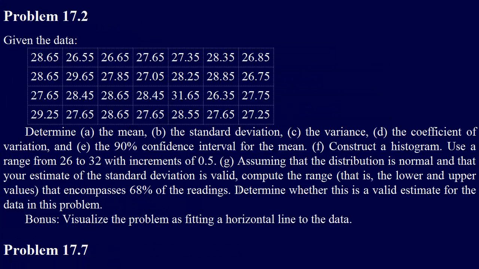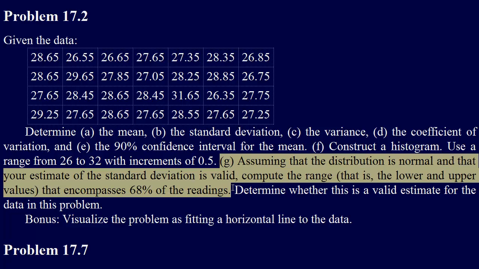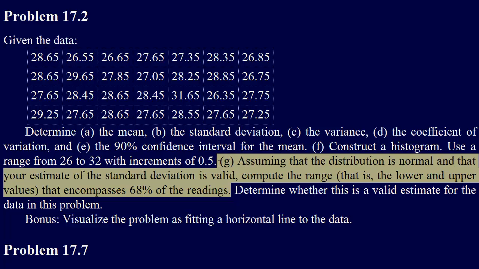Then in part G, it says, assuming that the distribution is normal and that your estimate of the standard deviation is valid, compute the range of values that encompasses 68% of the readings. Well, the first thing we have to realize is 68% of the readings is actually just one standard deviation, because if we take the area under the curve between -1 standard deviation and +1 standard deviation, that's going to be about 68%. So we'll just plot out one standard deviation above and below the mean for that.